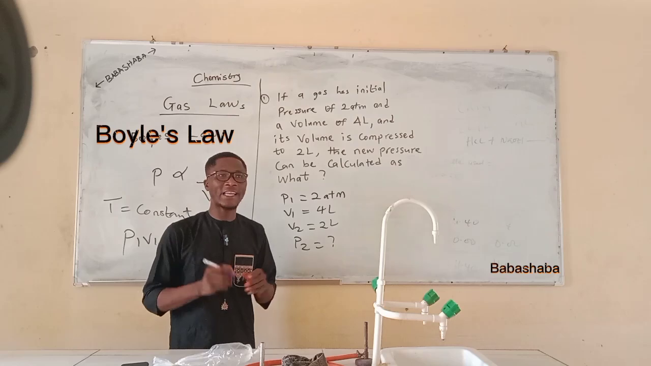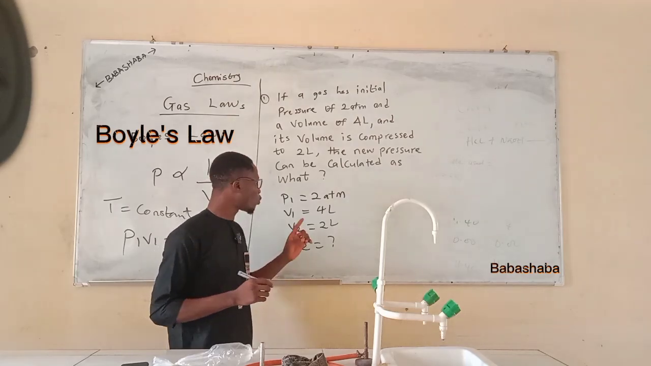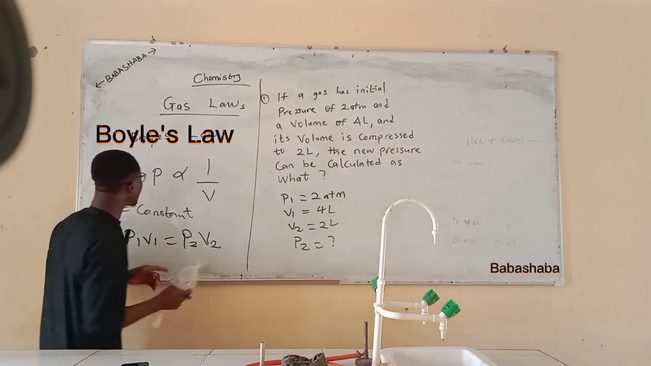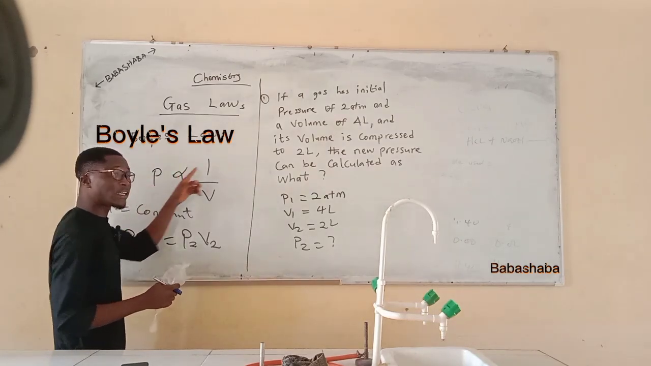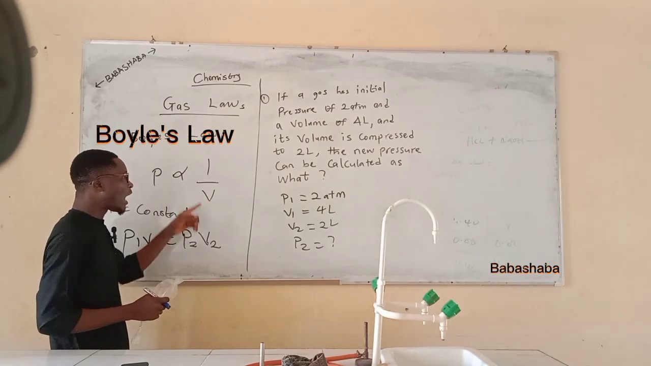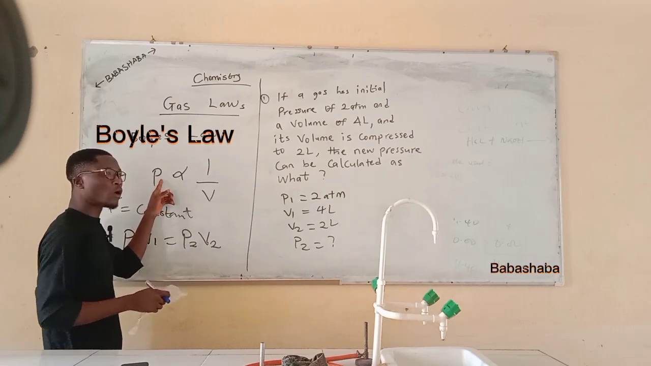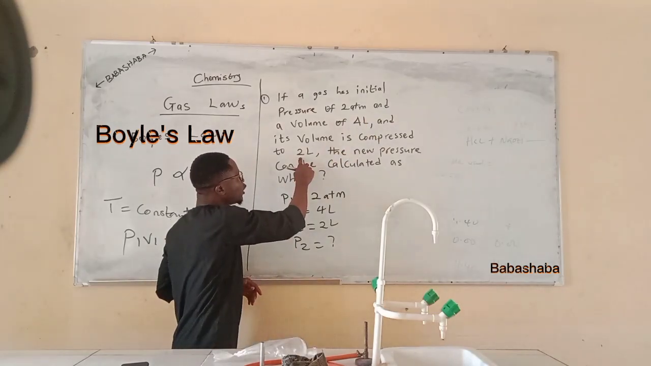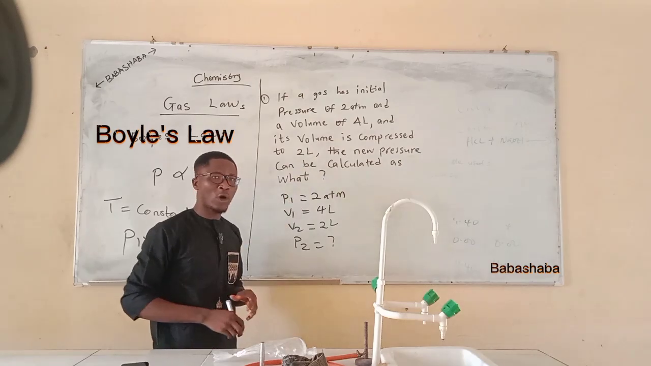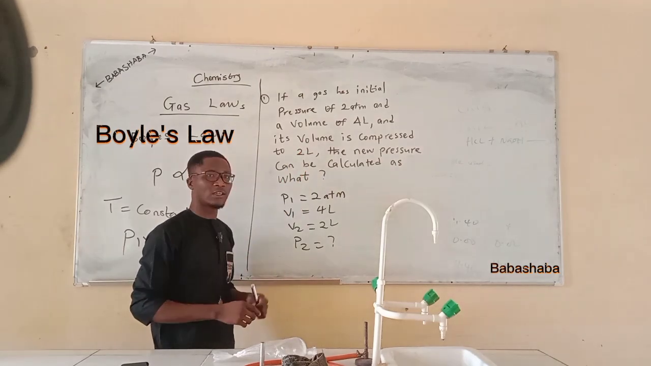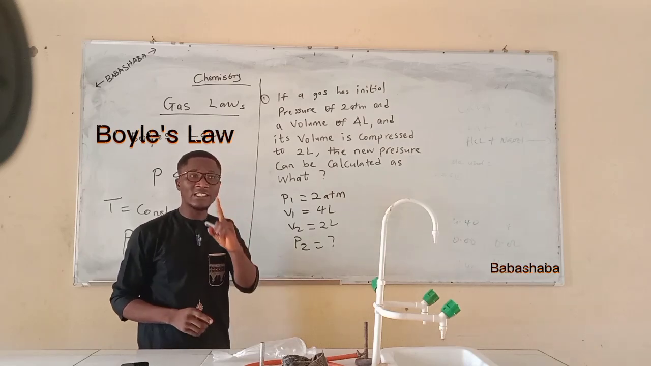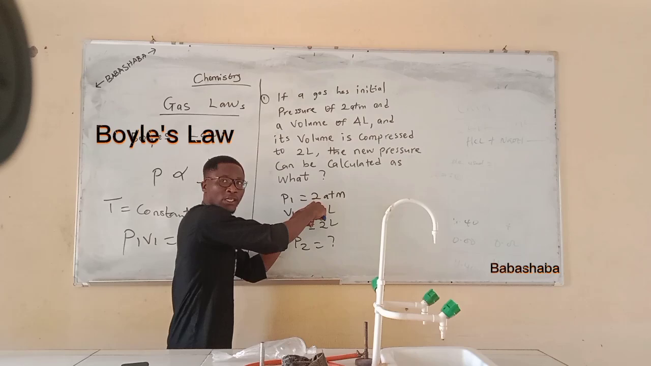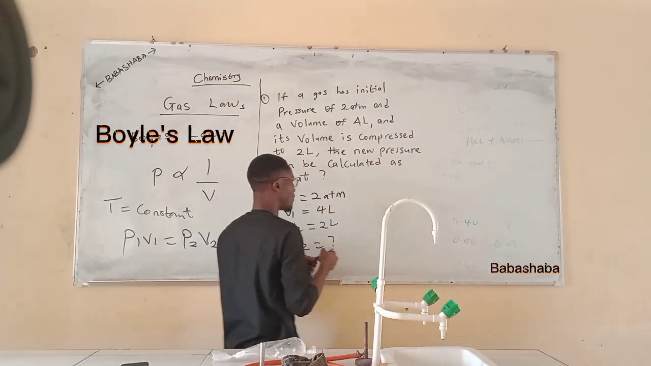If I were you, I can easily detect what will happen to the pressure here. From Boyle's law, when the pressure is increased, volume decreases. And when the volume is decreased, pressure will increase. In this case, the volume was initially 4 liters, and then the volume changed to 2 liters. What will happen to the pressure when the volume is decreased? Definitely the pressure will increase. So the answer we are supposed to get as our final pressure should be more than 2 atm. Let's confirm that using our formula.